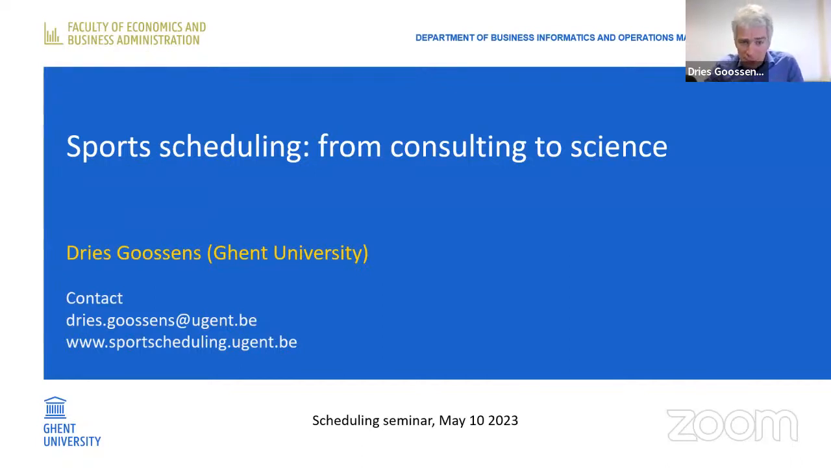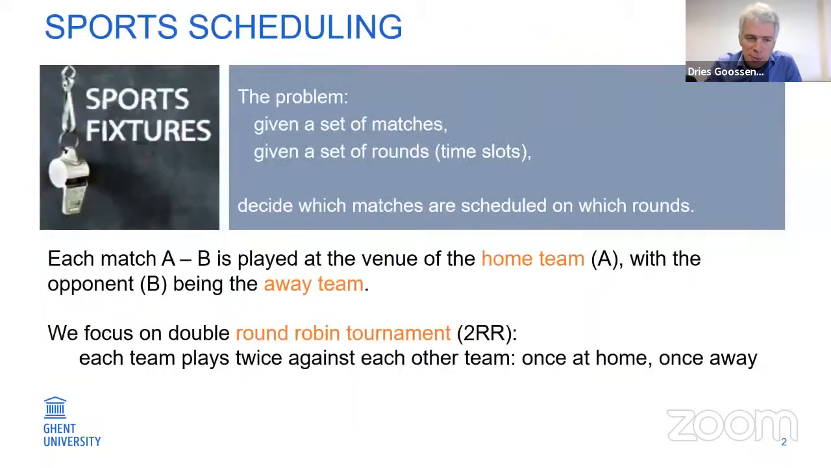So, sports scheduling from consulting to science. Let me start with explaining the problem of sports scheduling. In sports scheduling, we are given a set of matches, a set of games, and a set of rounds. A match is between two opponents, A against B, where A is the home team and B is the away team. And so the game is played at the venue of team A.